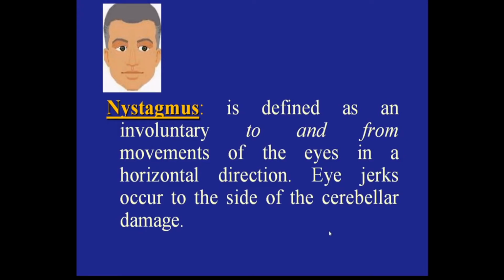The next sign of the cerebellar pathology, it's nystagmus. Nystagmus is defined as an involuntary to and from movements of the eyes in a horizontal direction. Eye jerks occur to the site of the cerebellar damage ipsilaterally, like all cerebellar symptoms. This is nystagmus. Eye jerks in horizontal direction.